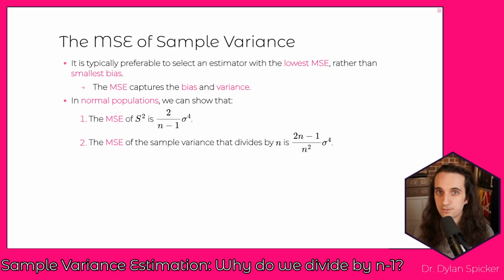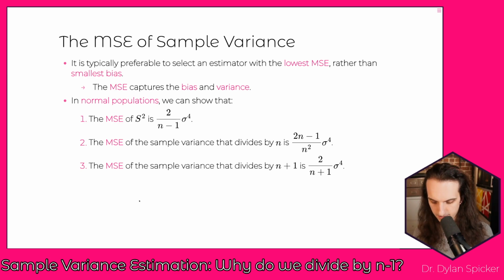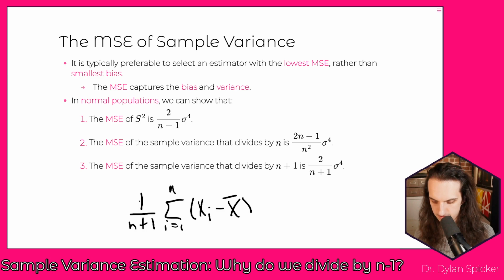Now we could take this one step further. Instead of doing the natural thing of dividing by n, we divide by n plus 1, and we get an additional estimator here. If we do the exact same expression, but instead of dividing by n, we divide by n plus 1, so we have 1 over n plus 1 times the sum from i equals 1 to n of (xi minus x bar) squared, this estimator is going to have an MSE of 2 divided by n plus 1 times sigma to the power of 4.